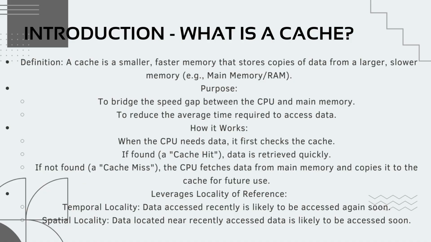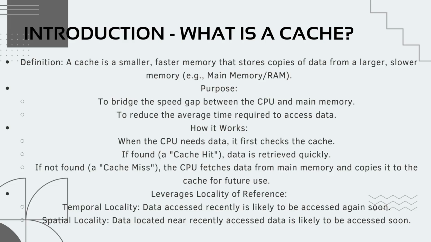So how does it work? When the CPU needs data, it first checks the cache. If the data is there, we call that a cache hit, and the data is retrieved almost instantly. If the data isn't in the cache, it's a cache miss, and the CPU then has to go to the slower main memory to fetch it, bringing a copy back to the cache for future use.